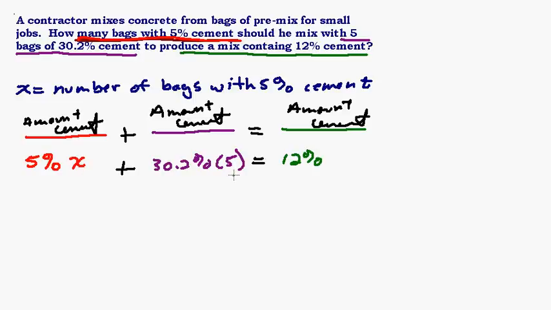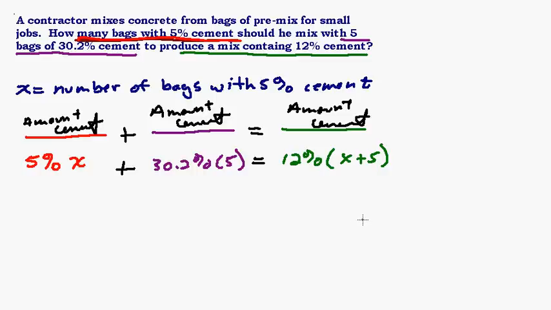Hopefully you said x plus 5 or 5 plus x. Not 5x. It's not 5 times x. It's these bags plus these bags. So we have to take 12% times x plus 5, or 5 plus x. That's the same thing. Now this is the hardest part. It's all downhill from here, hopefully. The hardest part is getting this equation set up.